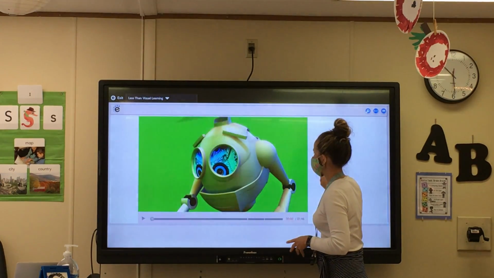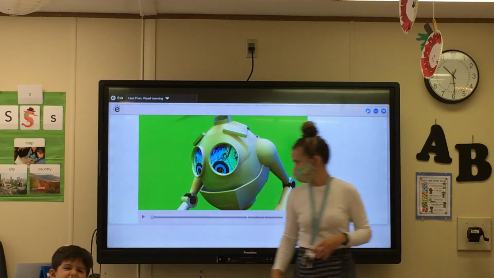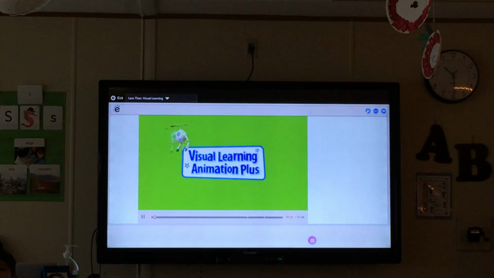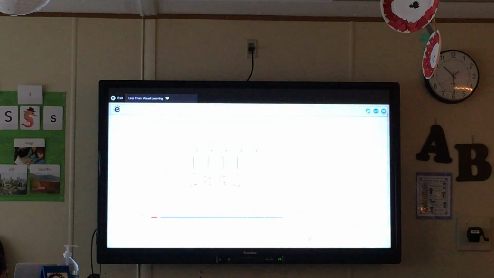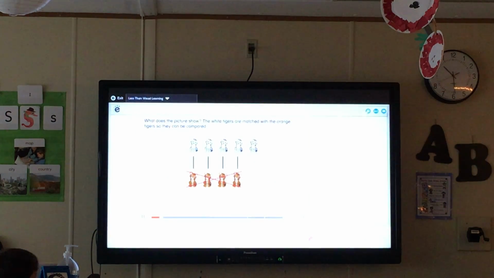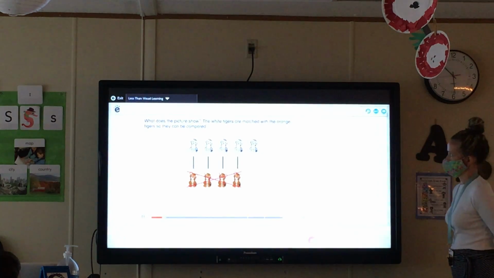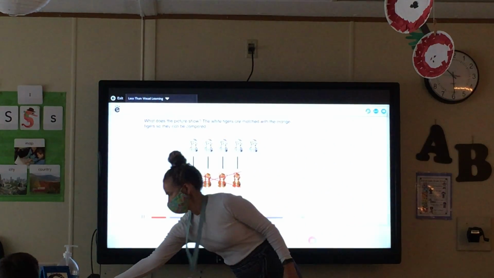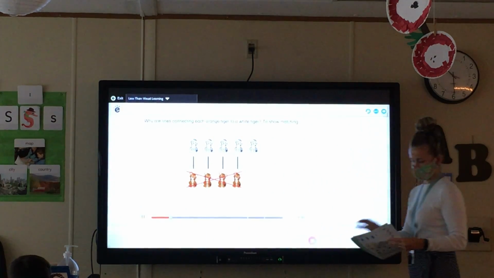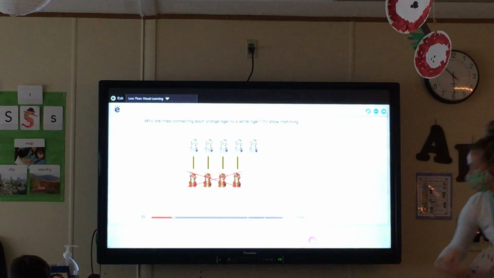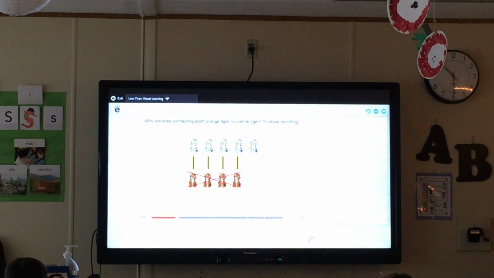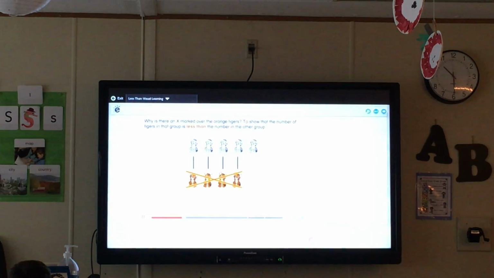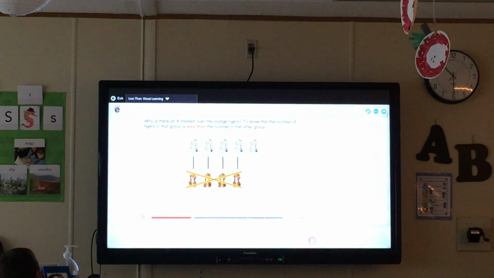All right, so here's our video. Listen up, eyes up here. What does the picture show? The white tigers are matched with the orange tigers so they can be compared. 1 to 1, right? Why are lines connecting each orange tiger to a white tiger? To show matching. Why is there an X marked over the orange tigers? To show that the number of tigers in that group is less than the number in the other group.